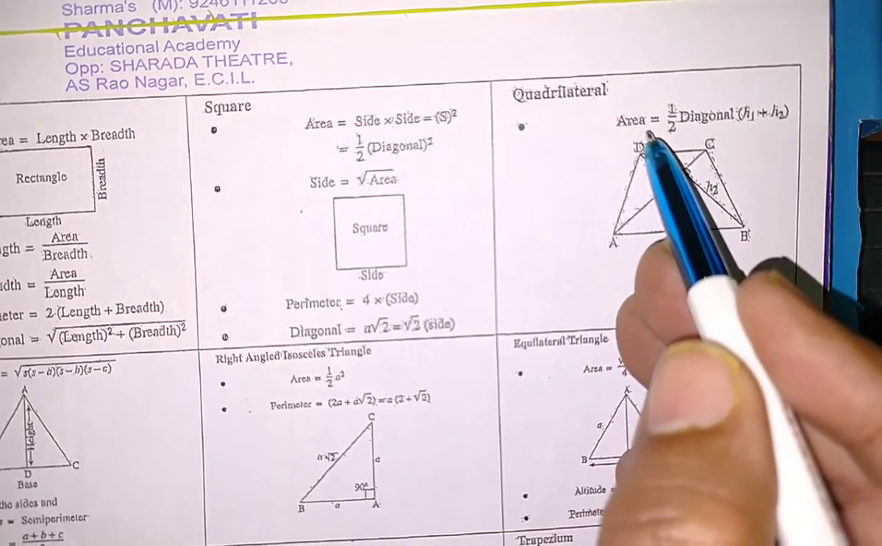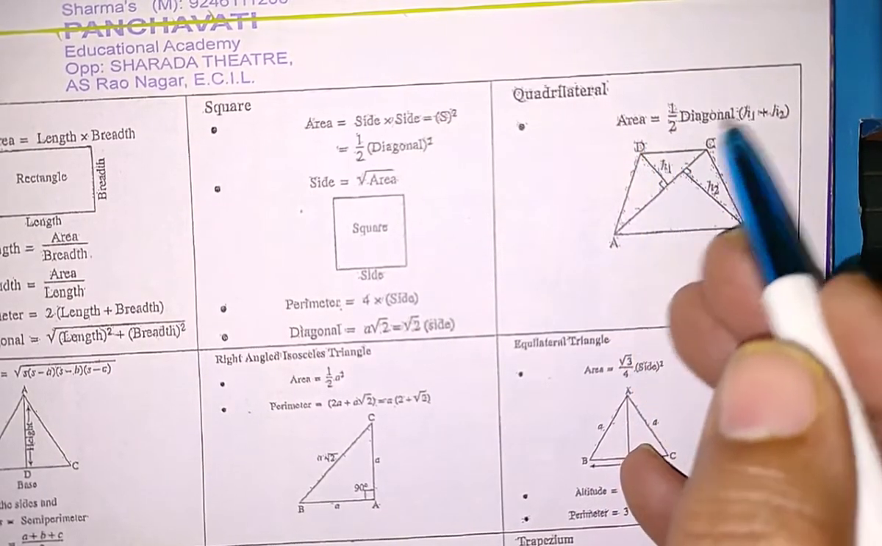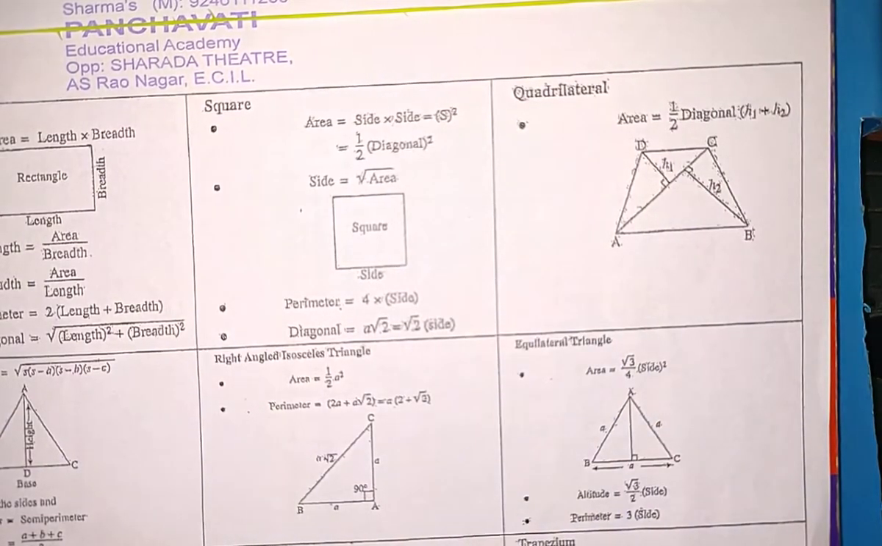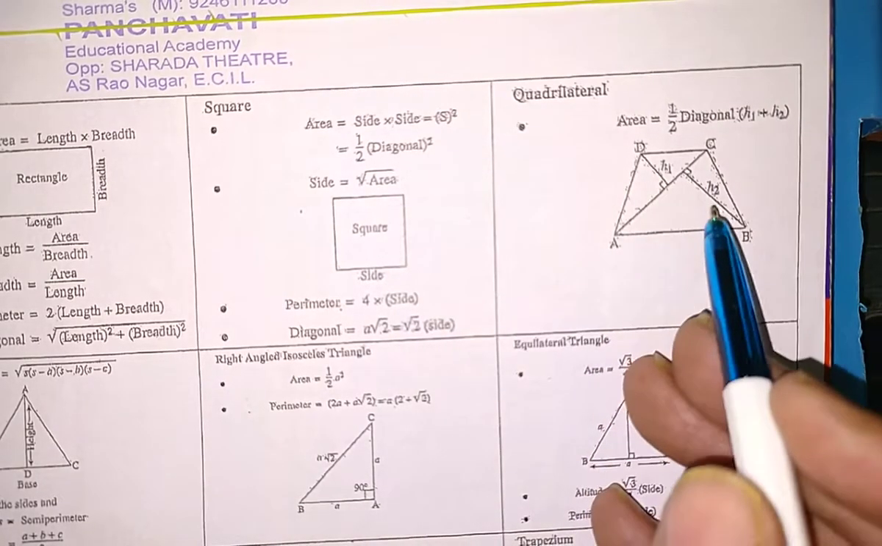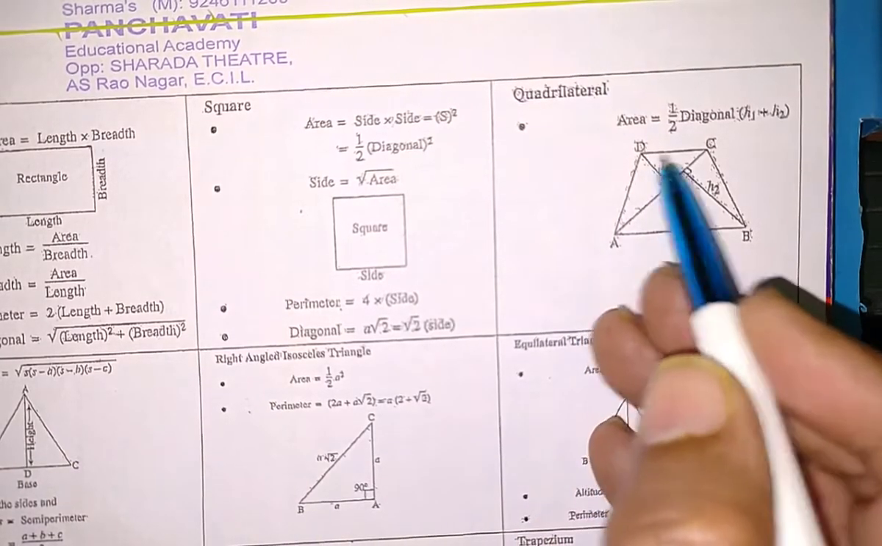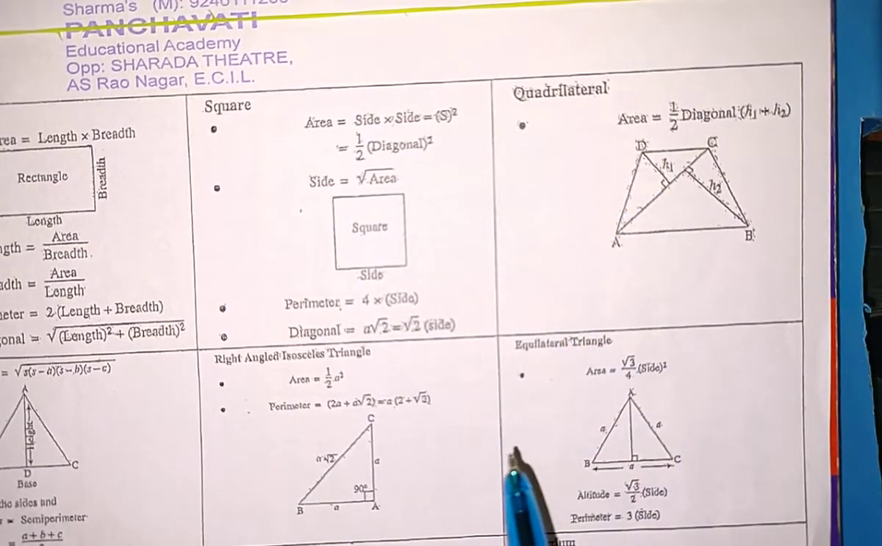You can write it as area is equal to half into diagonal into this height plus half into diagonal into this height. You can take diagonal to be common. So area of a quadrilateral is half diagonal times h1 plus h2, where h1 and h2 are the heights of the 2 triangles formed by the diagonal. This is about quadrilateral. Perimeter directly, this length, this length, this length and this length, 4 lengths, AB, BC, CD, DA, you have to add it.